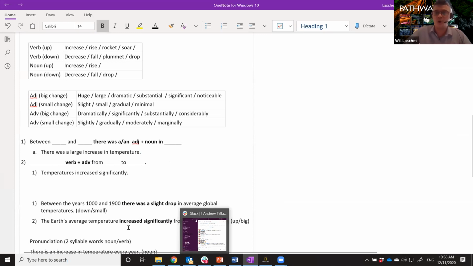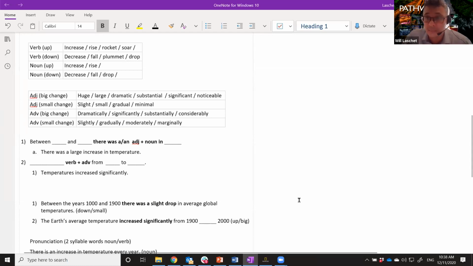We could say rose dramatically. We could say soared. Okay, it soared dramatically. Someone's put here roared up. Okay, roared up. I'm not sure if I'd use roar for temperature, but yeah, that's certainly a great idea. So here we can see that there's a lot going on in this exercise.